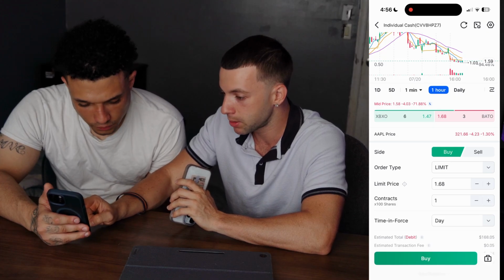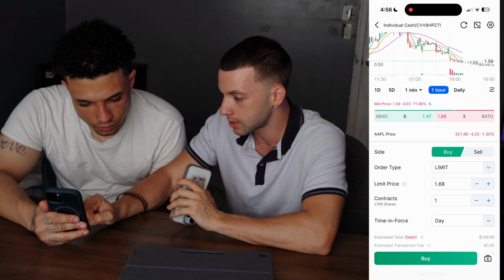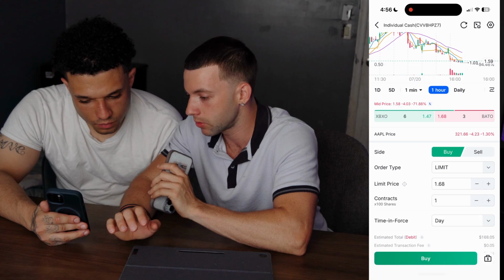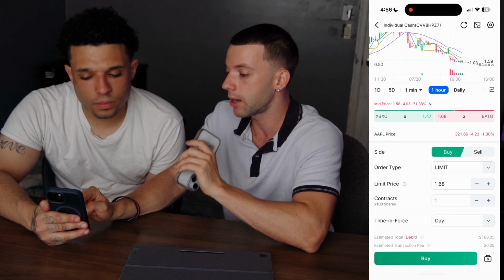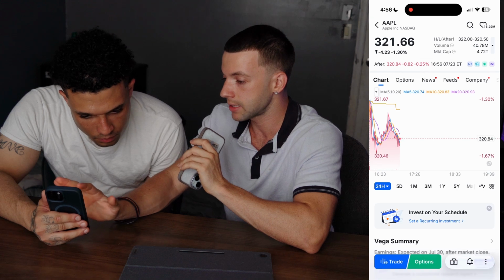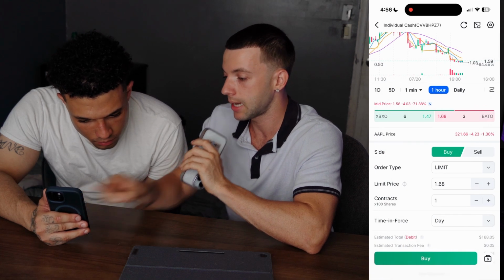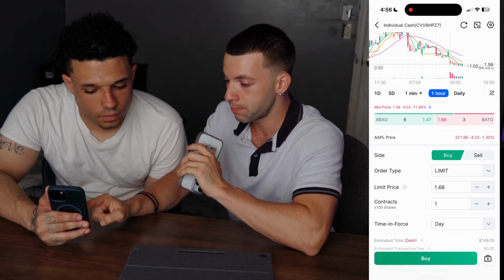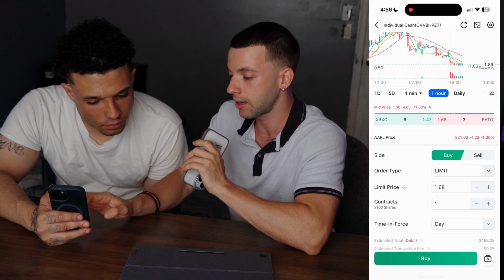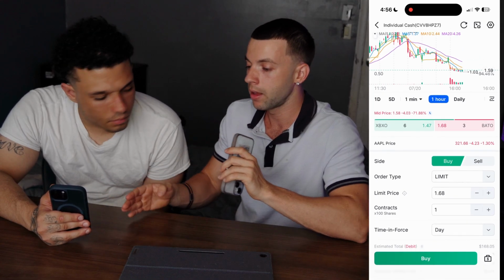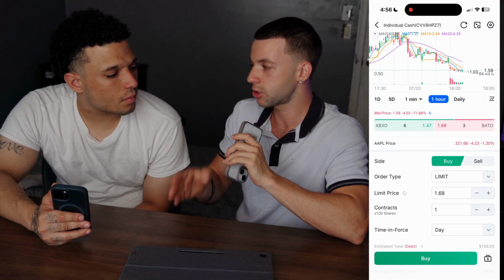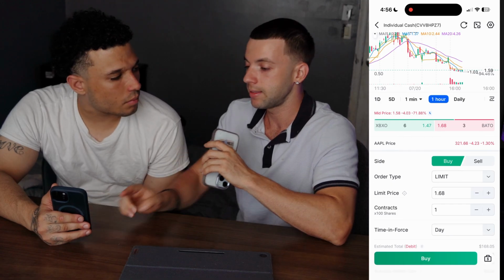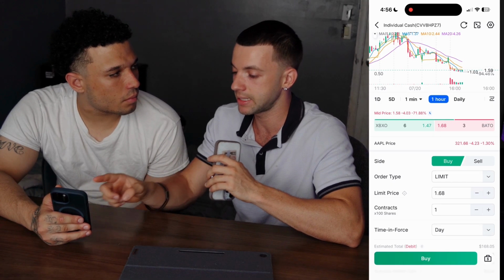Now, the difference between the bid and ask, you see there's a difference right now. It's a little bit wider. Right now it's almost a $19 difference, because you got to remember it's times 100. So the asking price is 1.68 times 100, so one contract is $168. And then the bid price is 147. So it's about a $19 difference. That's called the spread between bid and ask.